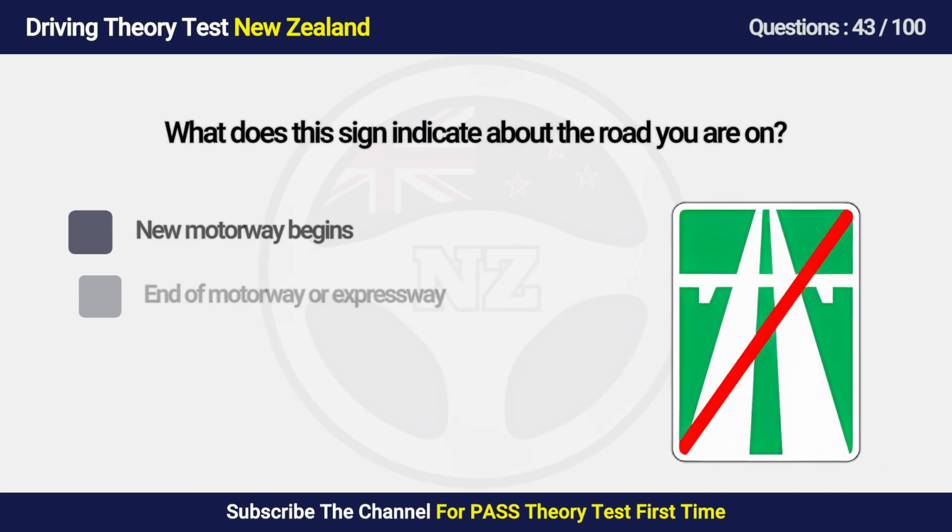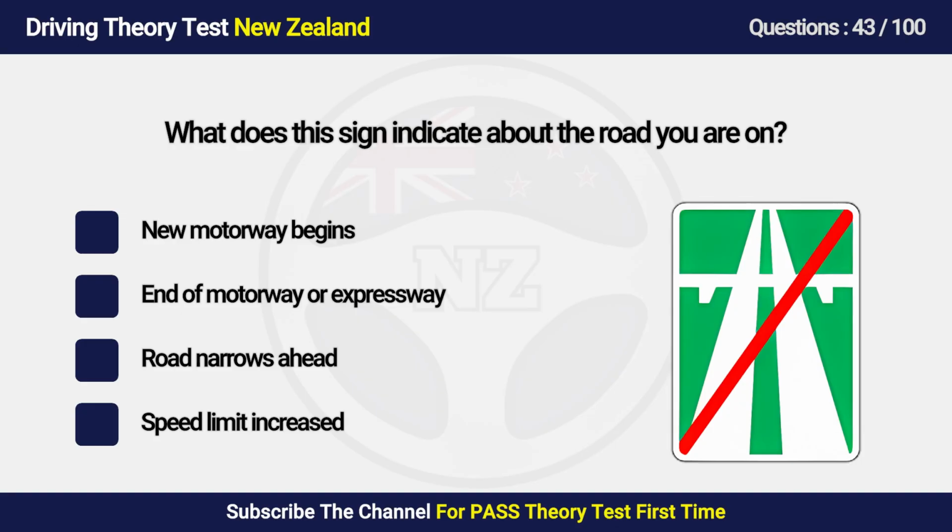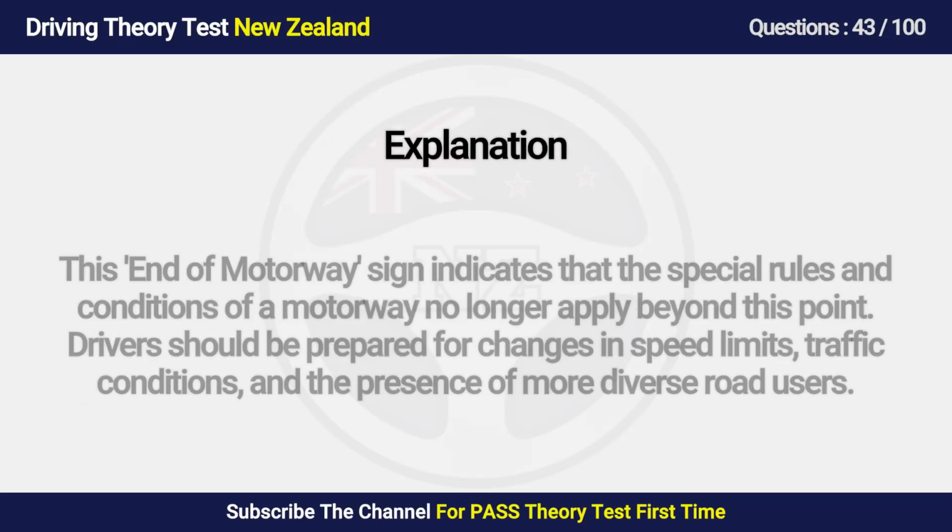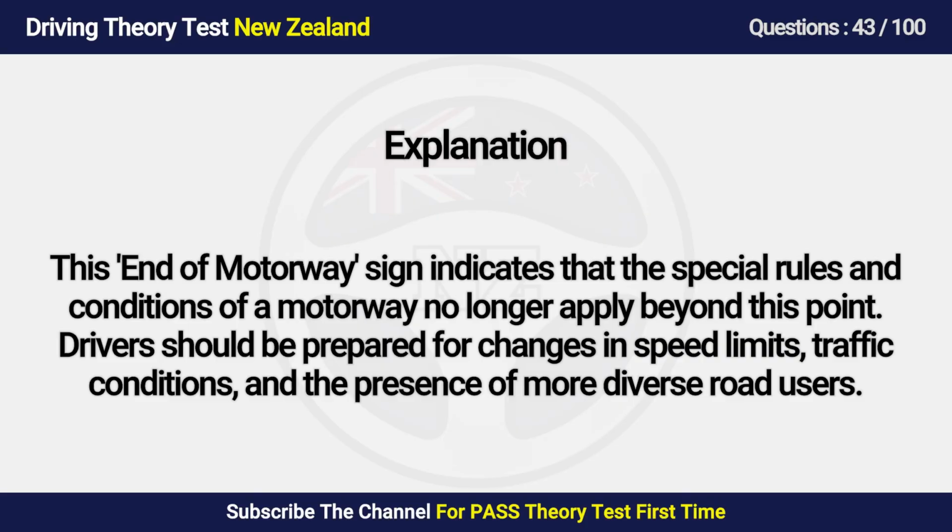Question 43. What does this sign indicate about the road you are on? A. New motorway begins, B. End of motorway or expressway, C. Road narrows ahead, D. Speed limit increased. Answer is B. End of motorway or expressway. This end of motorway sign indicates that the special rules and conditions of a motorway no longer apply beyond this point. Drivers should be prepared for changes in speed limits, traffic conditions, and the presence of more diverse road users.